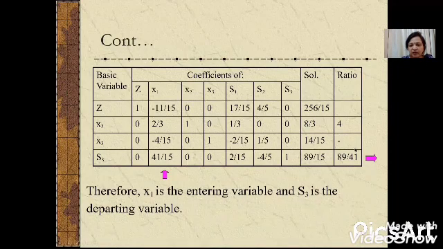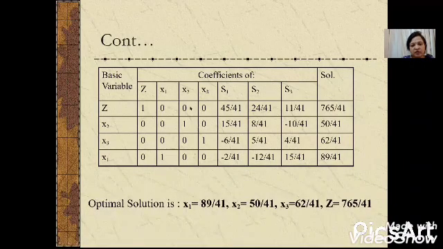Applying the same process, the junction element for the entering variable and departing variable is 41 by 15. So we convert it to 1 by multiplying the whole row by 15 upon 41, and then we convert other elements to 0 by using row operations. So our next table will be this one.